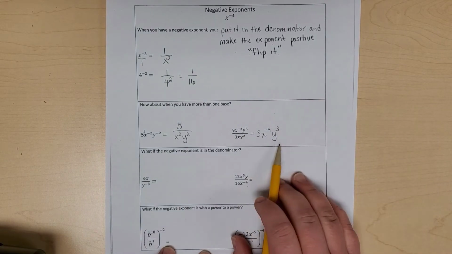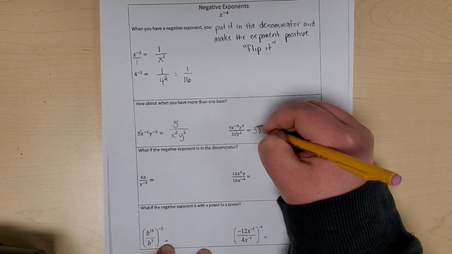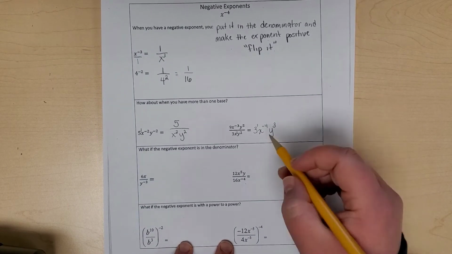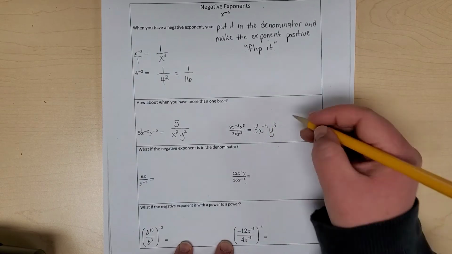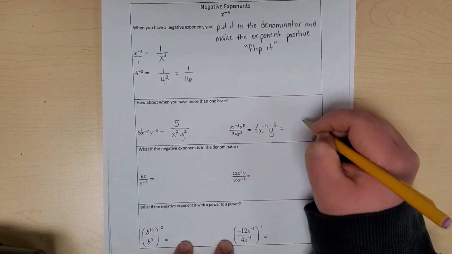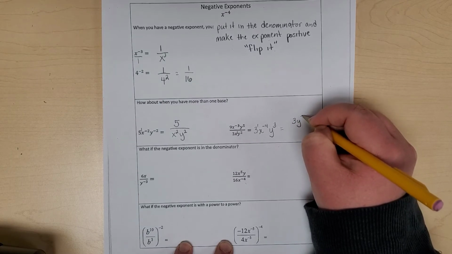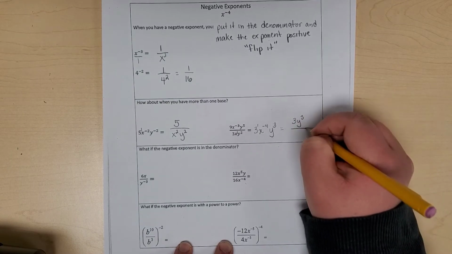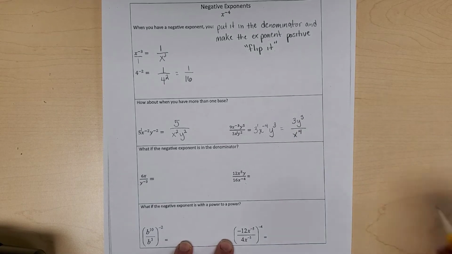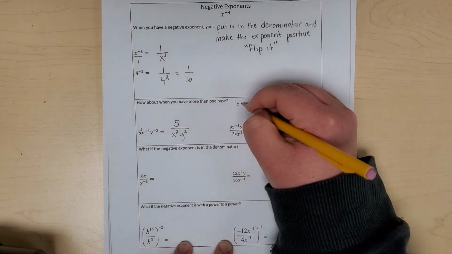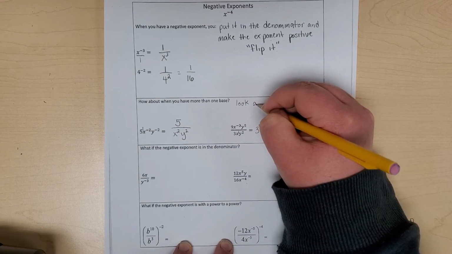Now, take a look at all the bases. The 3 has a positive 1 for an exponent. X has a negative 4, so we're going to have to flip that. And y has a positive 3, so that one's fine. We can leave it alone. So the 3 and the y to the third stays in the top of the fraction. And I'm going to put x to the fourth on the bottom so that I can make that exponent positive. So the key idea here is that you need to look at one base at a time.